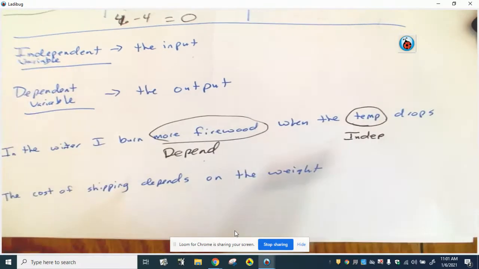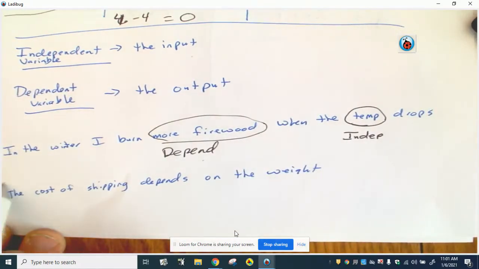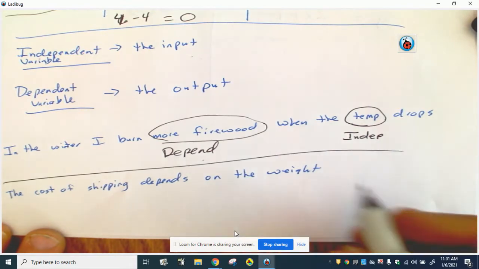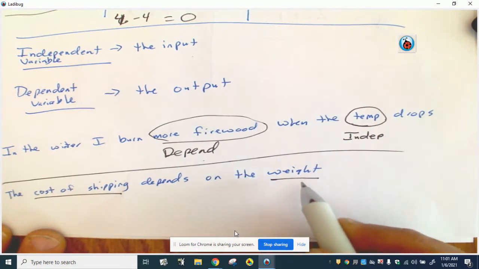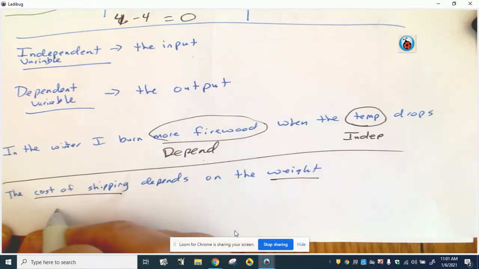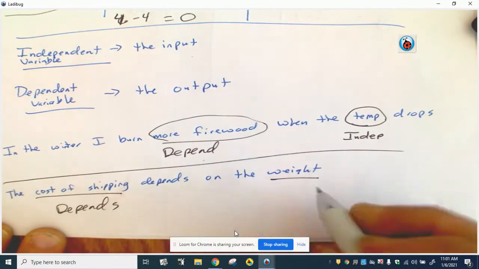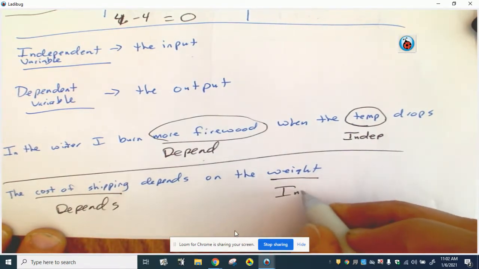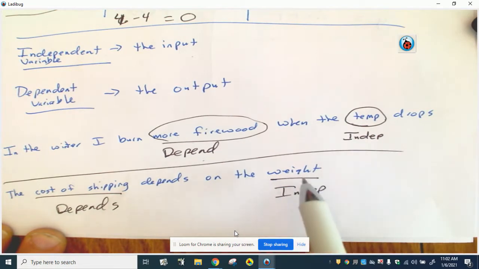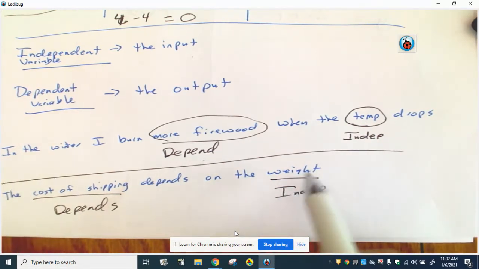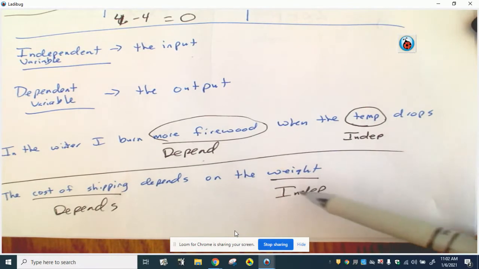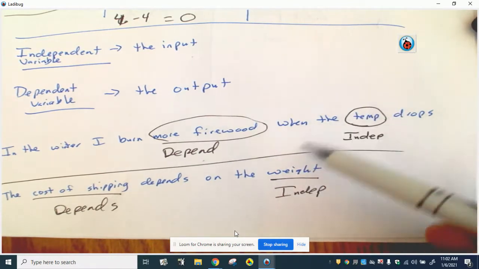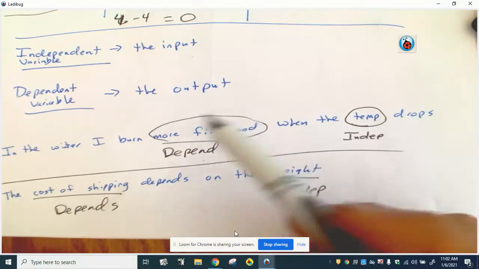Okay. Another example, the cost of shipping depends on the weight. Well, we have two variables here. We have the shipping cost and we have the weight. Well, the shipping cost depends on the weight. So that means the weight is the independent variable. We can't really control that. The shipping cost, though, will depend on whatever the weight is. So that means these would become the inputs. These would become the outputs.